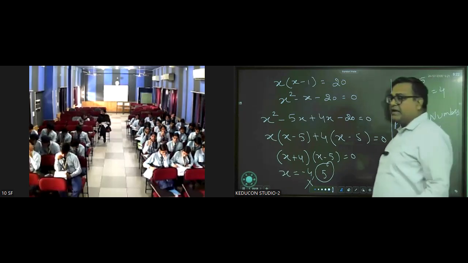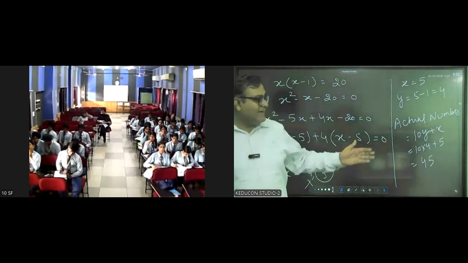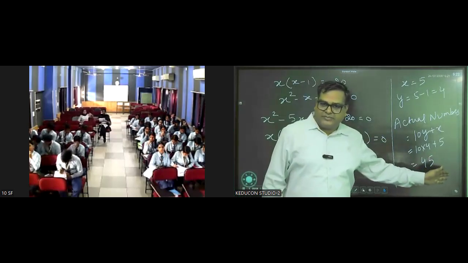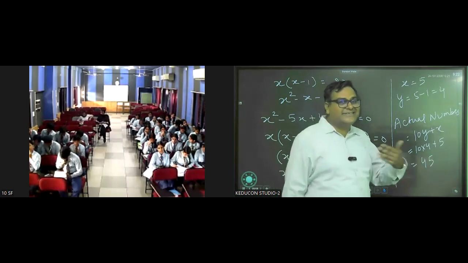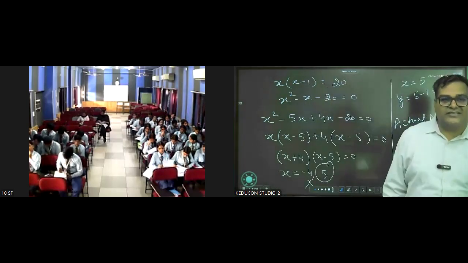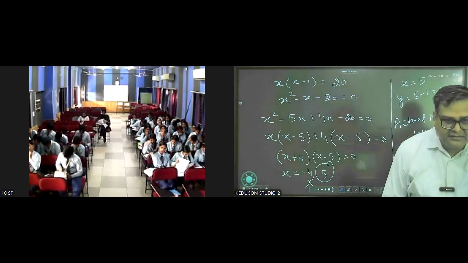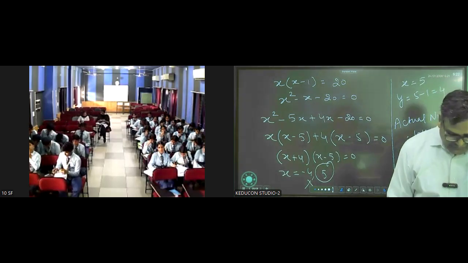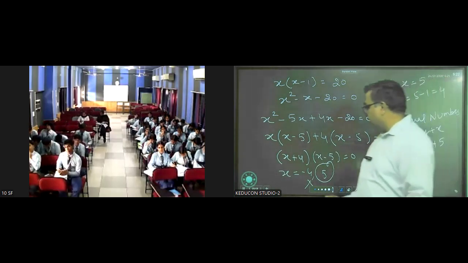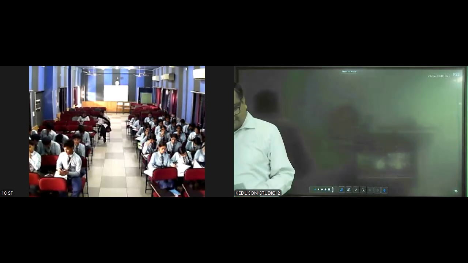Now you apply the equation. When you add 9 to this number, it becomes 54. That means the digits are reversed. So hence your answer is also checked. Is this clear? Is it clear, bacho? Right. So students, come to the next question, third question.